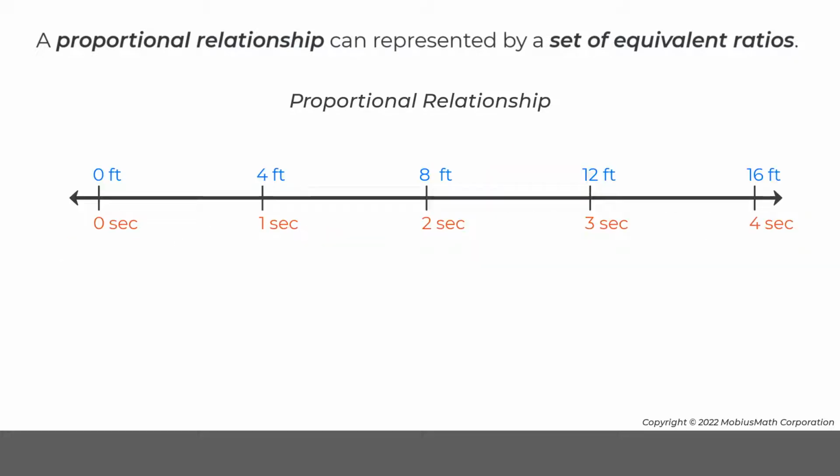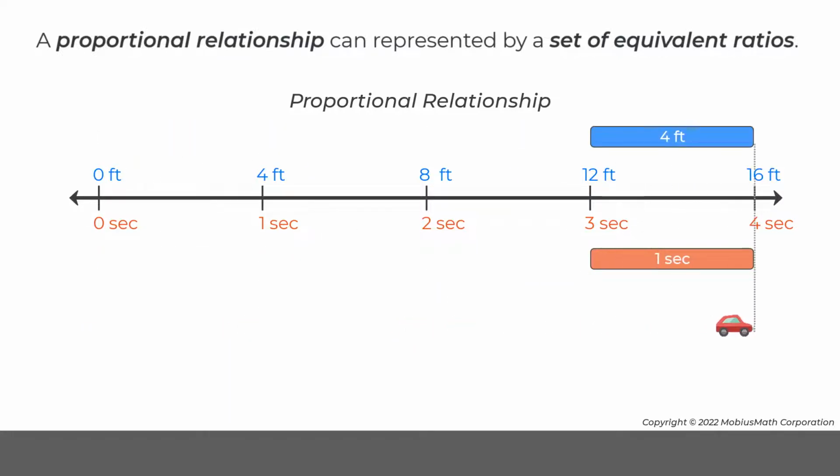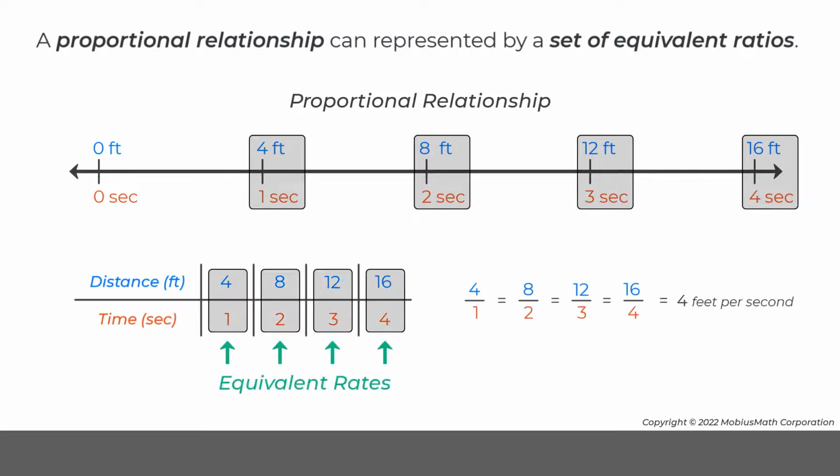In the second example, a proportional relationship is defined by a remote-controlled car traveling at a constant speed of 4 feet in 1 second. Notice that different distances and times on the double number line and in the ratio table are equivalent rates and satisfy this proportional relationship.